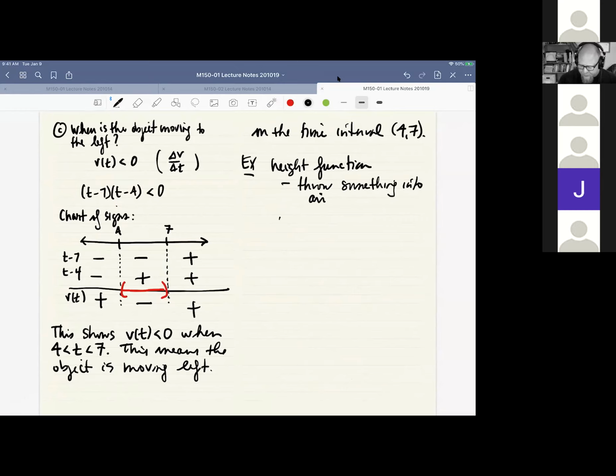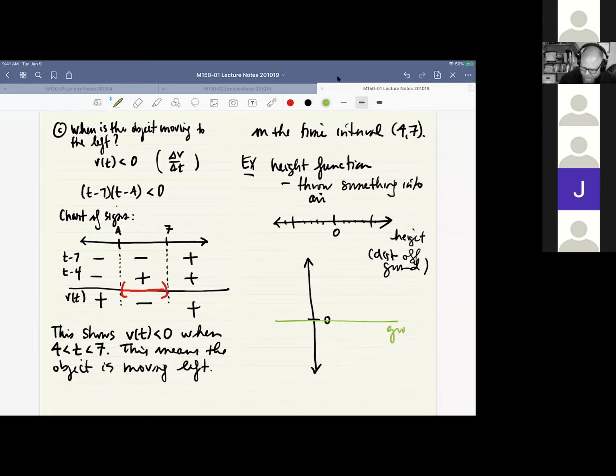So back to this example of a height function. You throw something into the air. So what's the number line in this case? Well, the number line is like the height, the distance off the ground. Even though I like to draw a number line horizontally, in this type of answer the number line is really measuring the height upward, right? Distance above the ground.